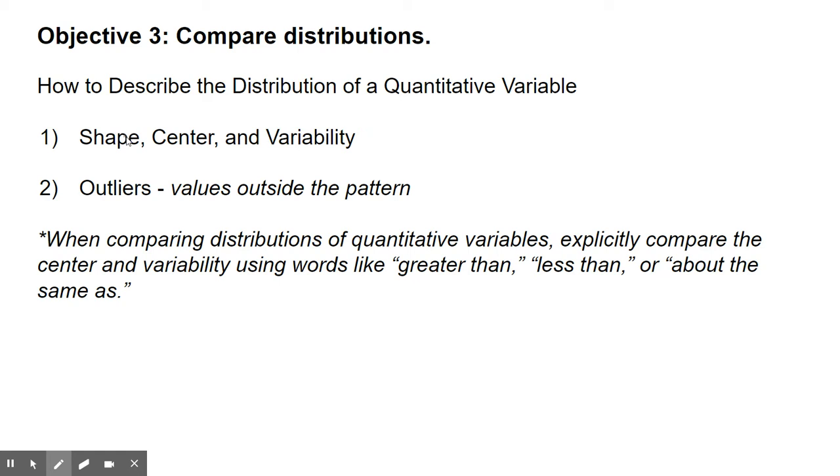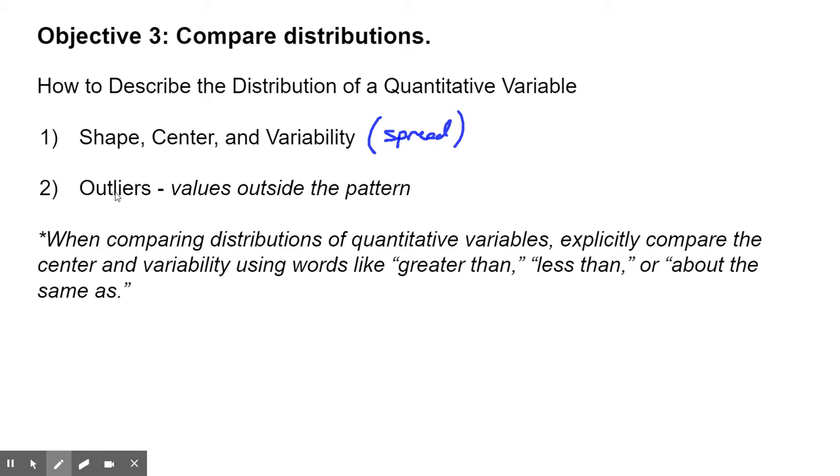So the shape we just talked about. Center is the middle value, and then variability might be something new to you. So variability is how much something varies. So I like to think of it as the spread, right? It's how spread the data is. Is it all clustered around some one value, or is it really, really spread out?